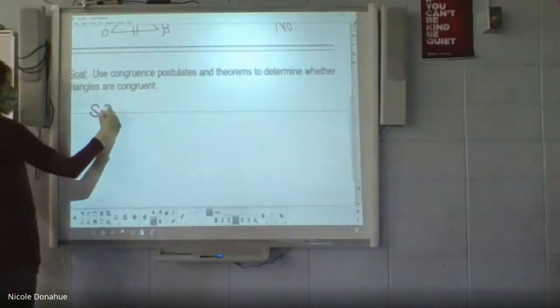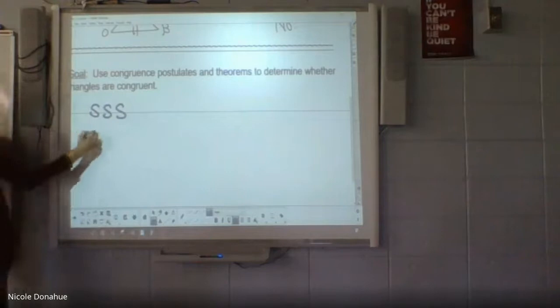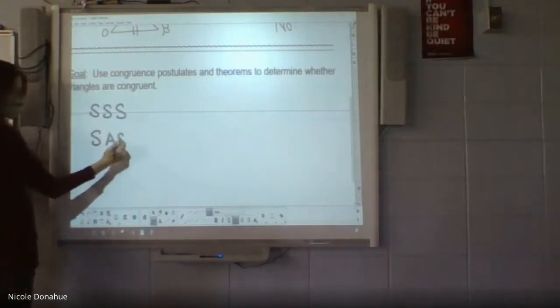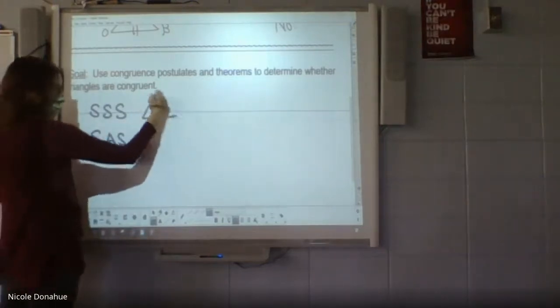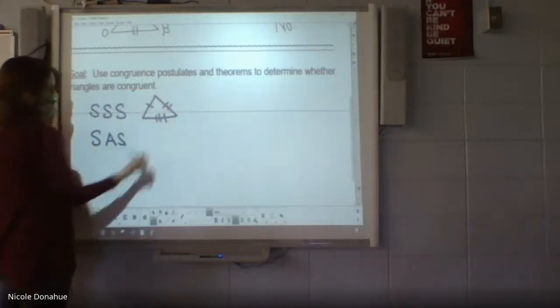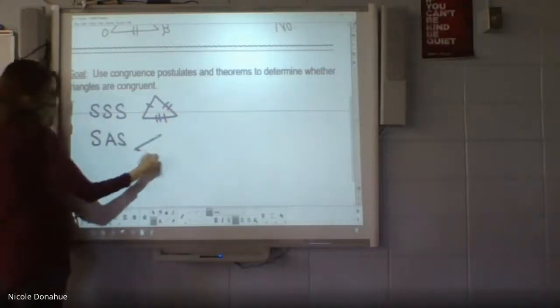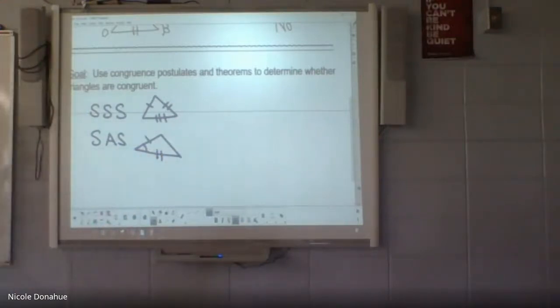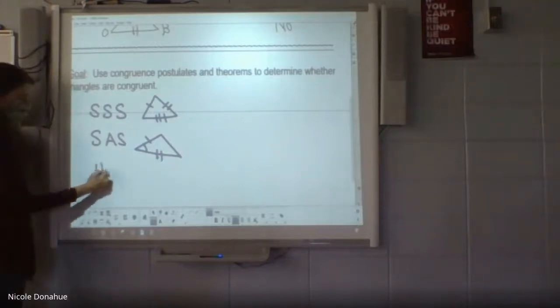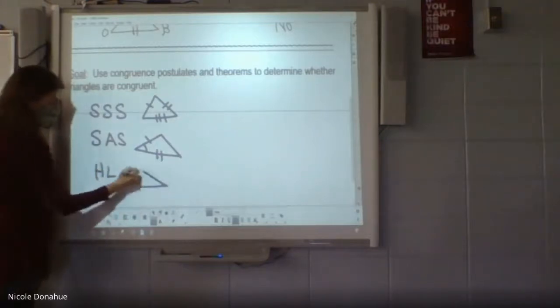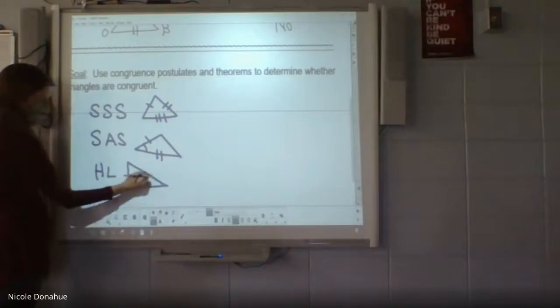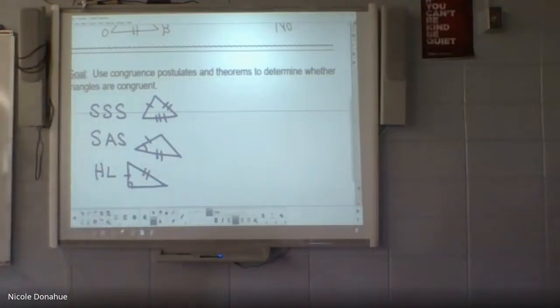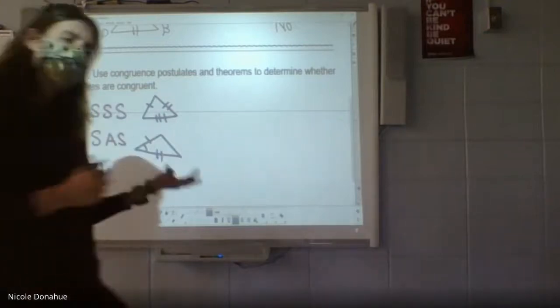So far, we've talked about side, side, side, side, angle, side. With side, side, side, I need all three sides to be congruent. Side, angle, side, I need the included angle. And then hypotenuse leg, it has to be a right triangle, and then I have to know a hypotenuse and a leg of that triangle. So watch out for those three rules.